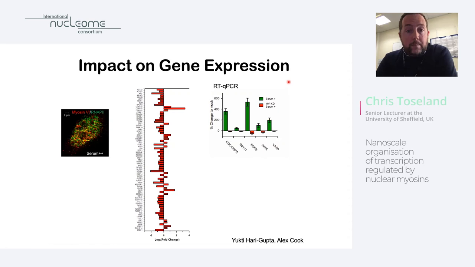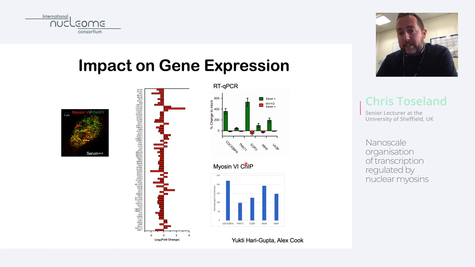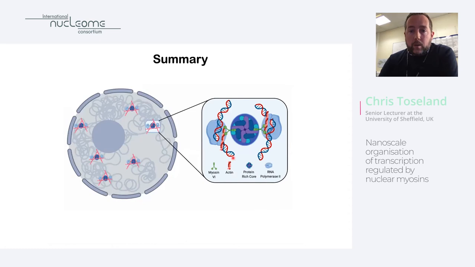And just to confirm as well, if we do a ChIP against myosin 6, we do see myosin 6 at the promoters of these genes as well. And we do want to perform a ChIP-seq analysis of myosin 6 to look at generally how myosin 6 is spread around the genome to understand chromatin organization a bit more as well. So we have this idea, this schematic, that myosin 6 is holding pol 2 together, forming these crosslinks within the nucleus and forming this sort of stabilization of transcription initiation.